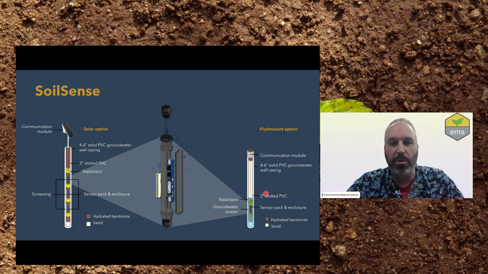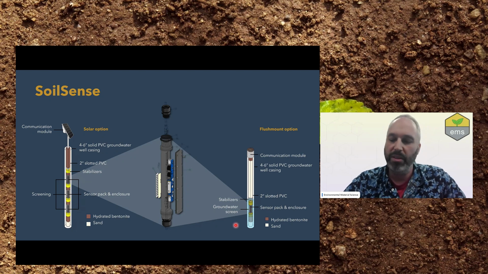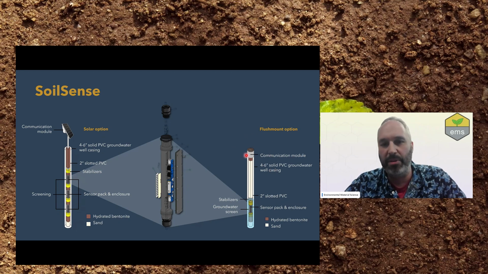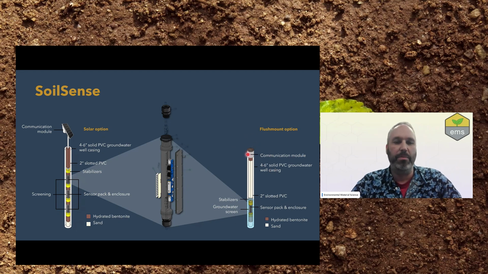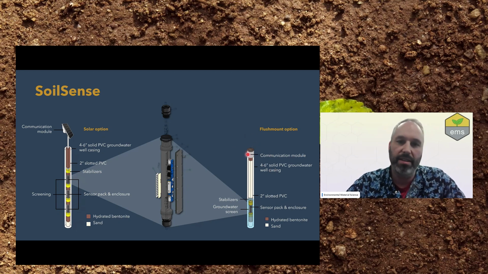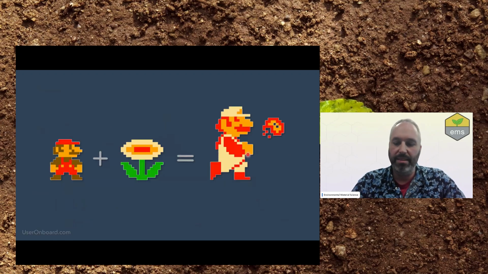Whereas we've got another option, our WaterSense. It's the same tech, but it gets installed into the groundwater. So if you're interested in looking at how hydrocarbons are changing within the groundwater, something we can do here in this example is the flush mount option. If it has to go into a parking lot, you need to be able to drive over it. That's something that this tech lends itself to.